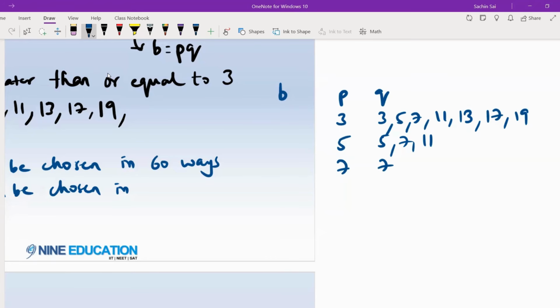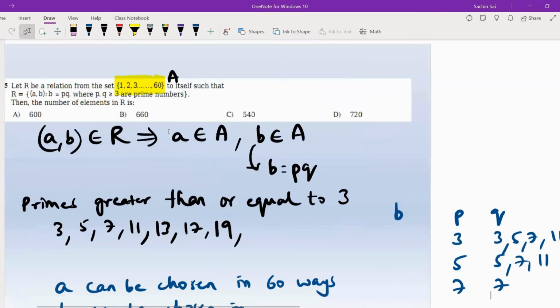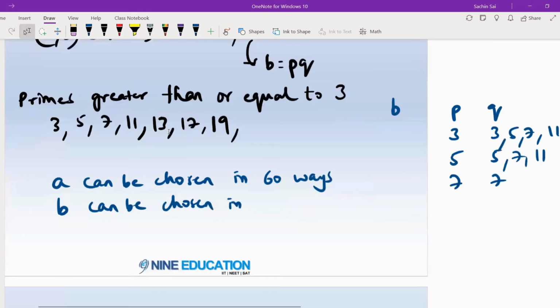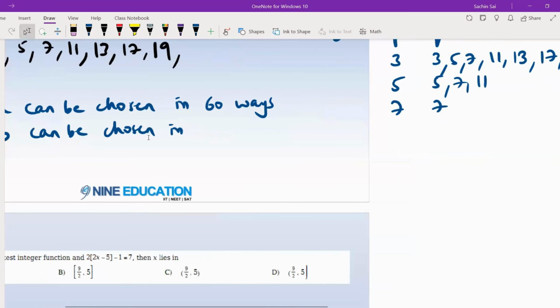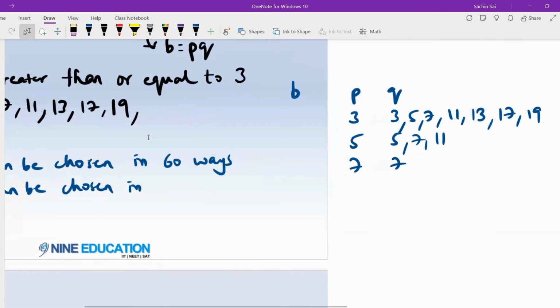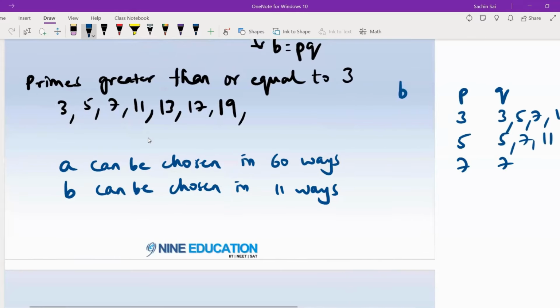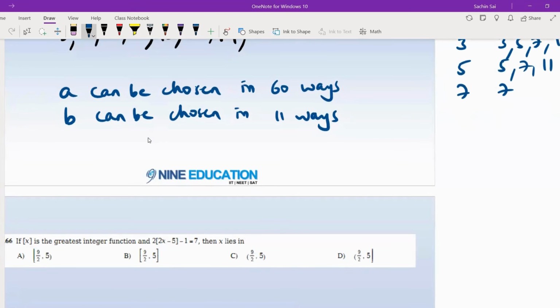I'm not taking P equals 11, Q equals 3 as a separate case because that part is ambiguous here, but it's about writing B as a product of 2 primes, right? So how many ways can you choose B? B can be written as 3 into 3, 3 into 5, 3 into 7, 3 into 11. So if I count all those cases, I have 7 plus 3 plus 1, 11, right? So A can be chosen in 60 ways, B can be chosen in 11 ways.